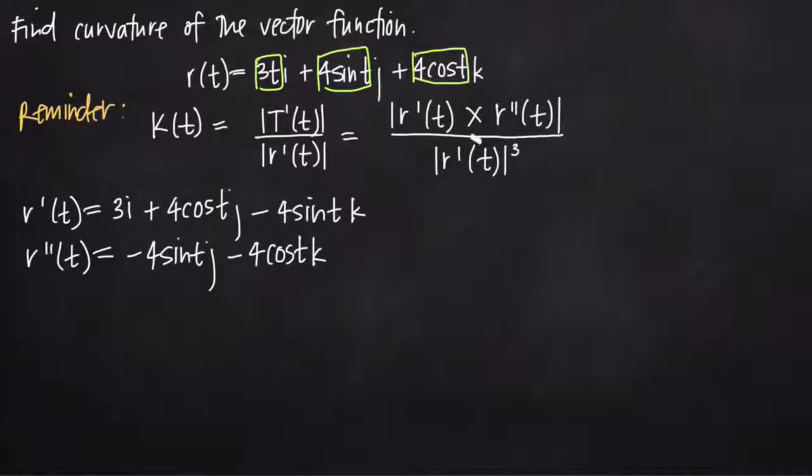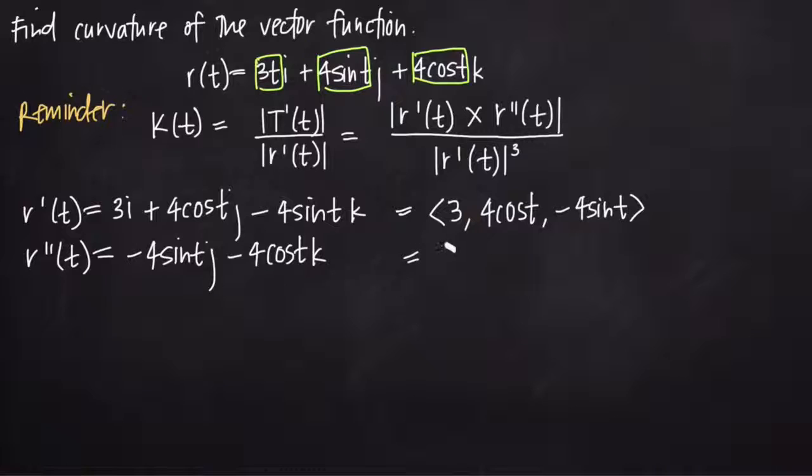As you can see, the rest is going to be magnitudes and cross products. So what we want to do is pull the components out of each of these and then take the cross product of our derivative and our second derivative. Pulling the coefficients out, we get 3 from the i, then 4 cosine t in front of j, and then negative 4 sine t in front of k. So those are our components of the first derivative.